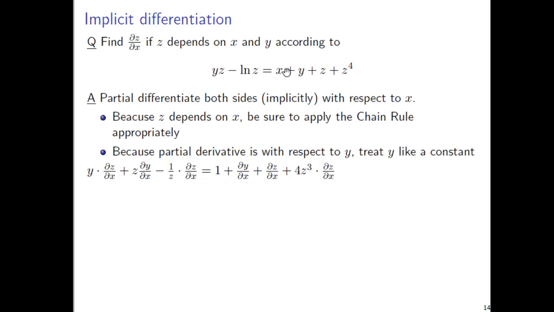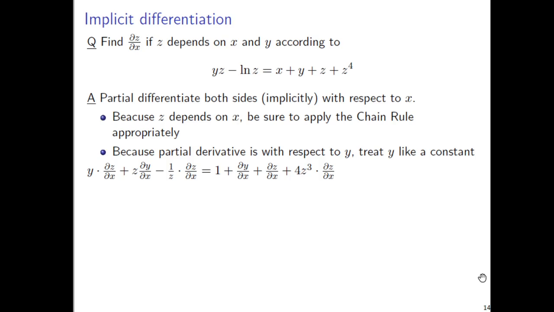On the other side, things are a little nicer. x differentiates to 1. y is going to differentiate to dy over dx, and then z differentiates to dz over dx, and then apply the chain rule to z to the fourth. So we have 4z to the third times dz over dx. Now, again, there's some little details that we've sort of shoved under the rug a little bit, but we don't know really what the value of dy over dx is, so we'll just keep it in here.